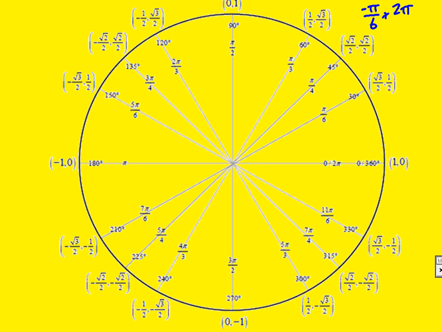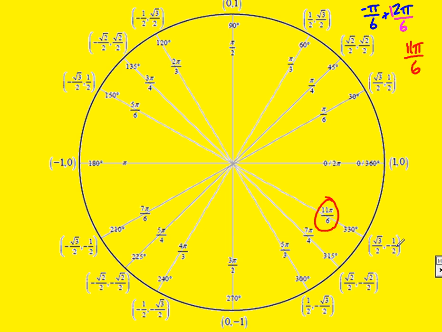I need to get a common denominator. I need to make this common denominator 6, so multiply the top by 6 as well to get 12. So that means that my new angle is 11 pi over 6. Hey, 11 pi over 6 shows up on our chart, so that works.